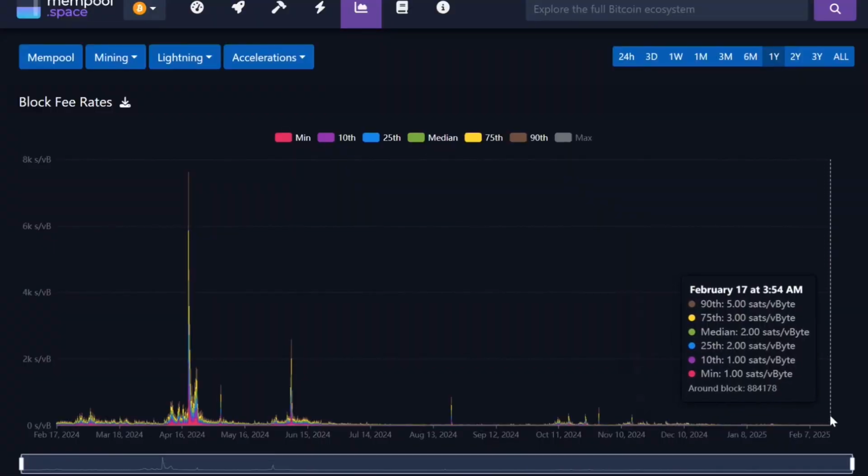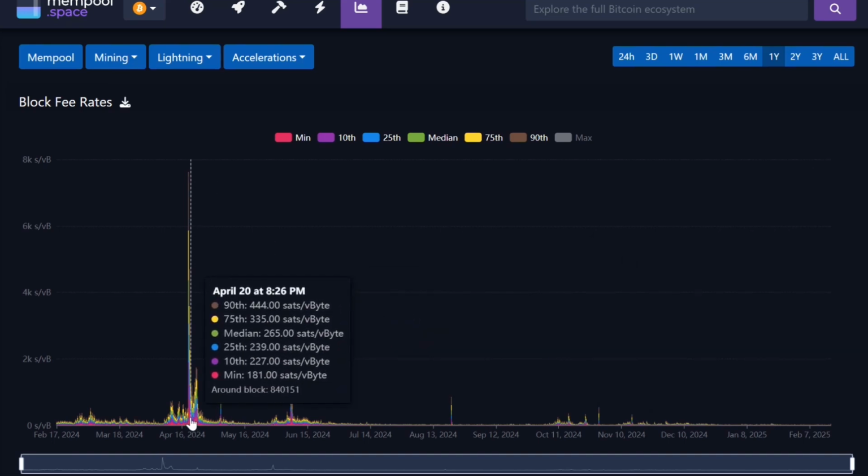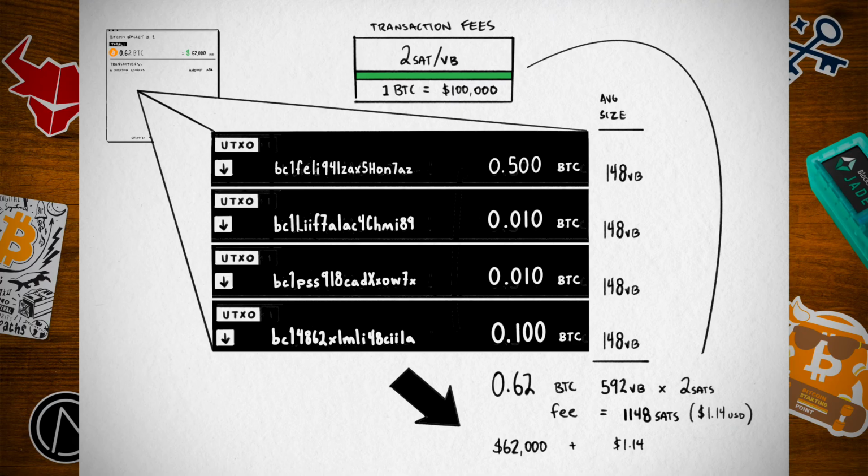Today, transaction fees are relatively cheap, around 2 sats per byte. But in early 2023, fees spiked to around 300 sats per byte. Let's look at this consolidation transaction we talked about previously. So each UTXO is on average 148 vbytes. If we multiply that by 4, we're looking at 592 vbytes. And if we multiply that by the current fee rate today, let's say it's 2 sats per byte, that would be a total of 1,184 sats we'd be paying to the Bitcoin network to move our Bitcoin.